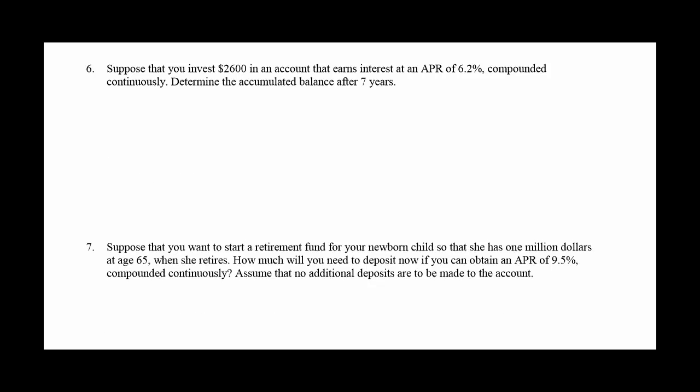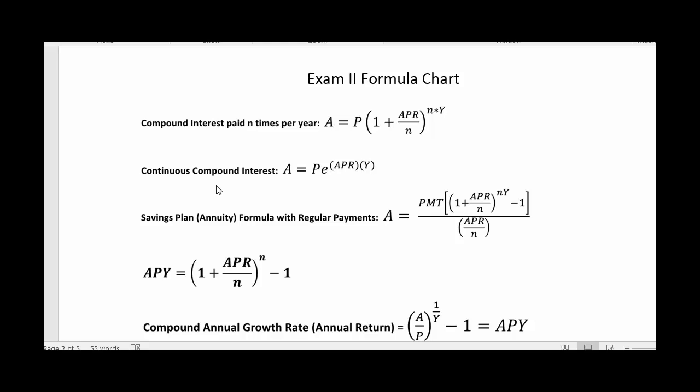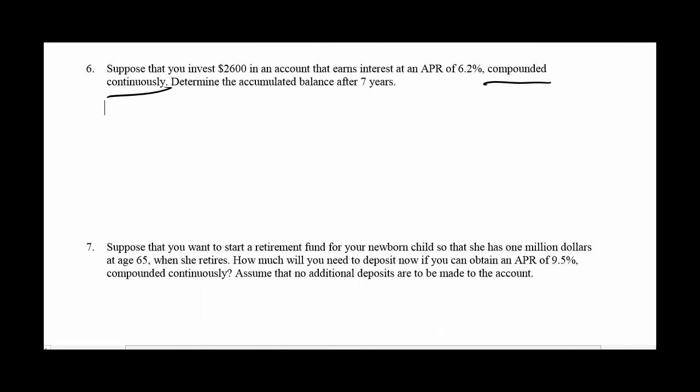Okay, number 6 is an example of compound continuously. So I'm going to show you right there. There's the phrase compound continuously. So if I go to the formula chart, the compound continuously is right there. So it's the PERT formula that I talked about in the lesson. So the accumulated balance would be 2,600 times e raised to the rt power, so 0.062 times 7.